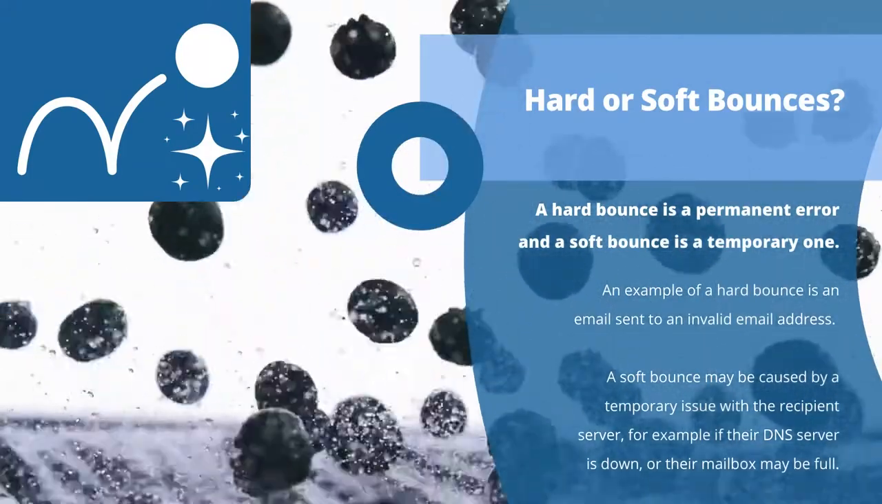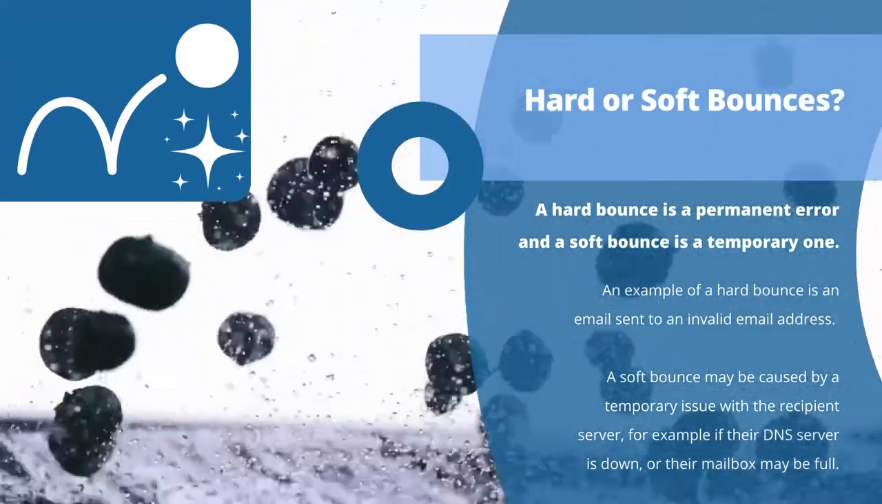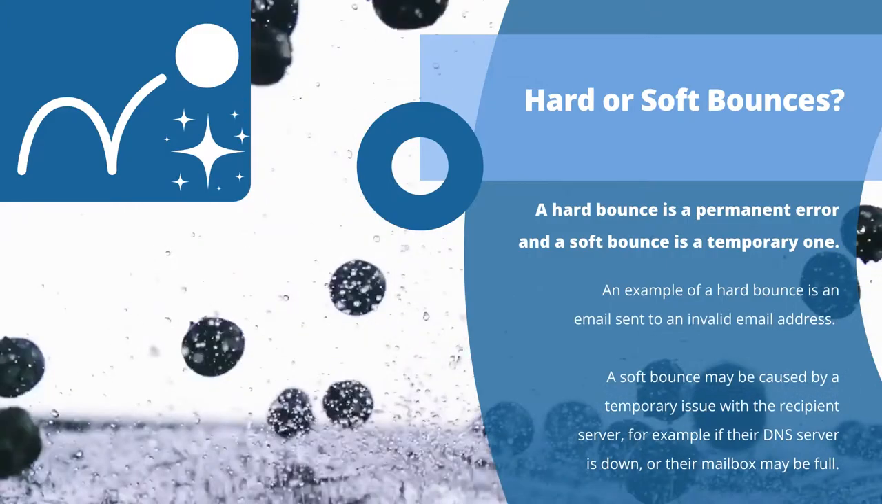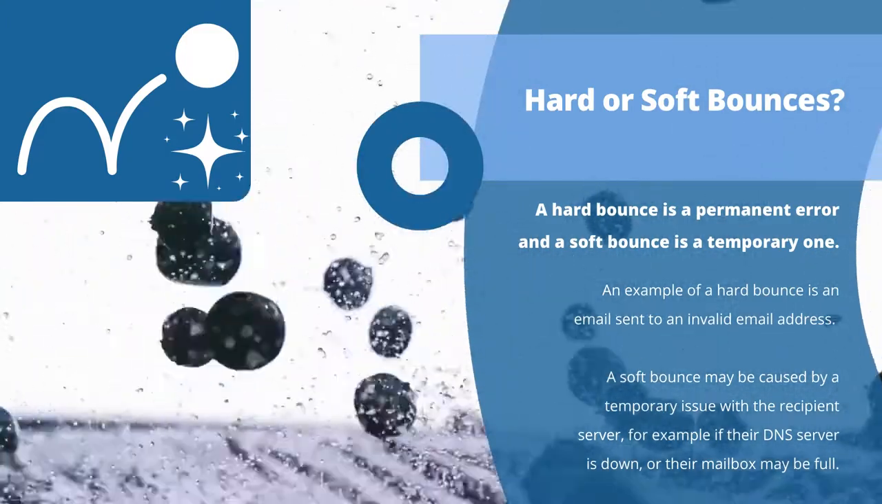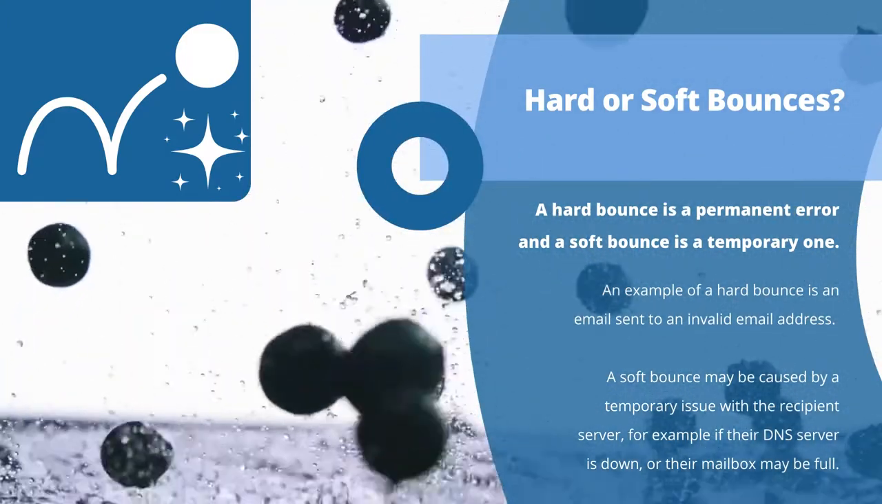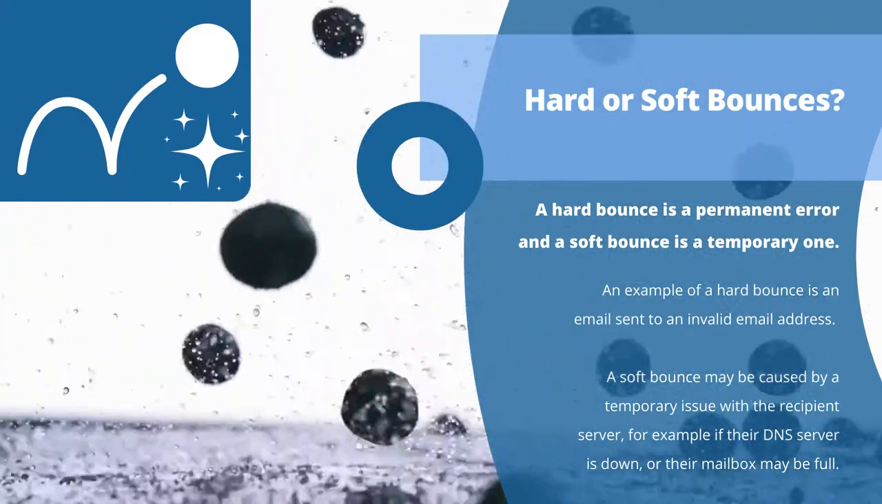The first thing we need to know is whether the bounce is hard or soft. A hard bounce is a permanent error. For example, this email address doesn't exist. A soft bounce may be a temporary error. So for example, if your recipient has their mailbox full.